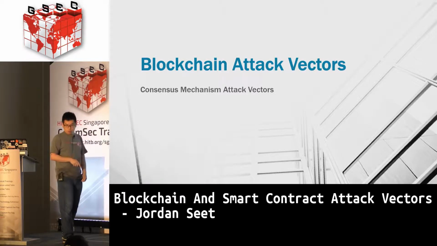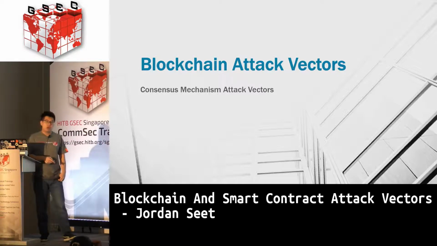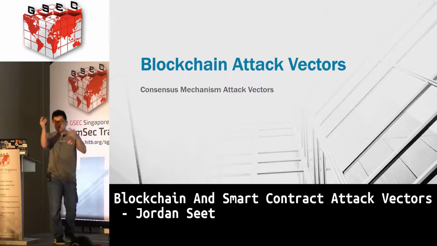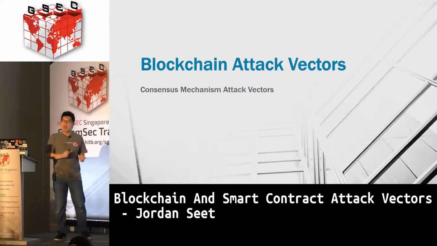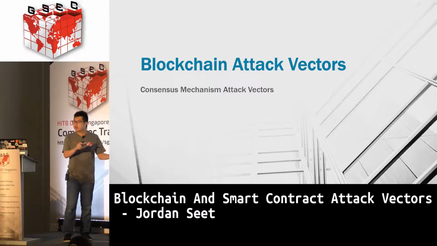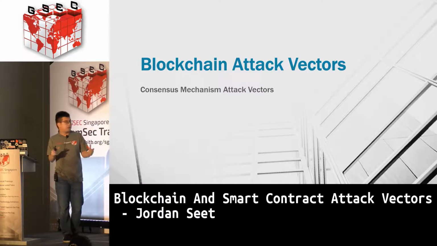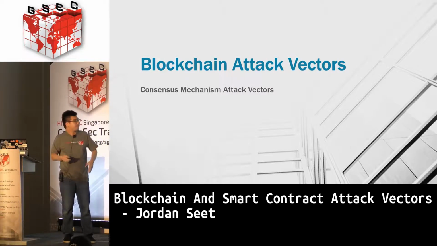So now let's go on to blockchain attack vectors, where I will talk about consensus mechanism attack vectors. Blockchains, as we said, are distributed. They have various ways of talking to each node. The problem being, how do I ensure that the network comes to consensus? How do I determine what is an honest node? And how does the network determine what is the truth?